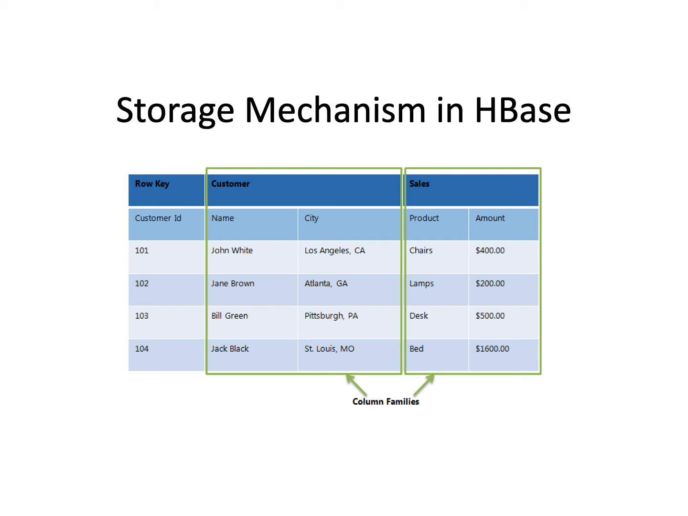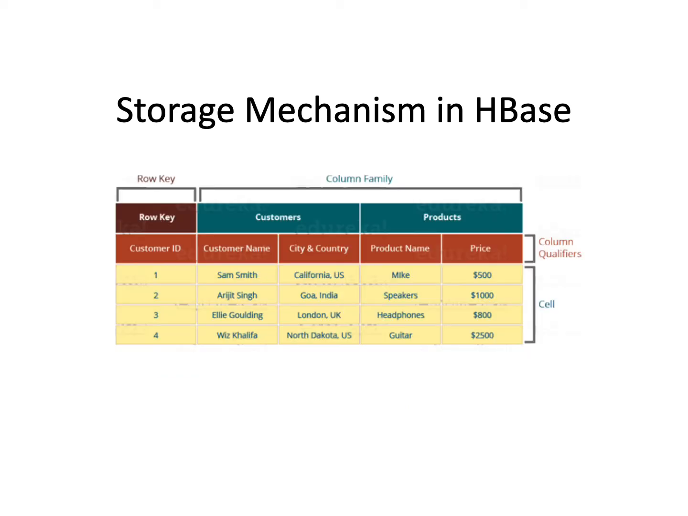And the data model in HBase is made up of different logical components such as tables, rows, column families. Here for a simple example we can see some column families, and columns, and cells, and the person.